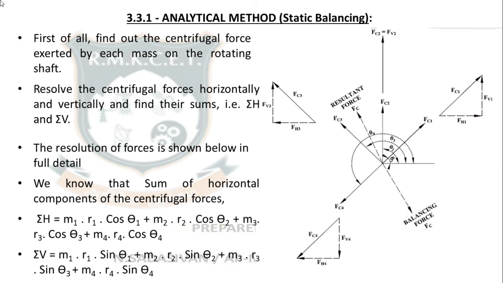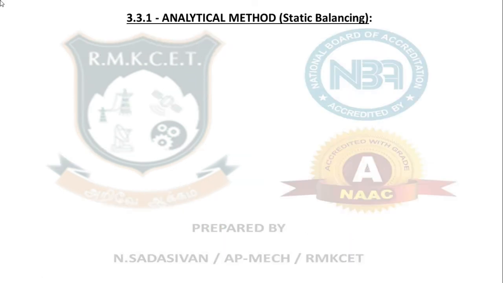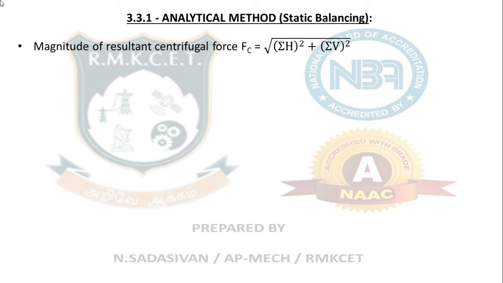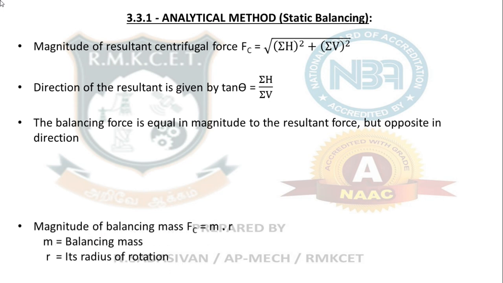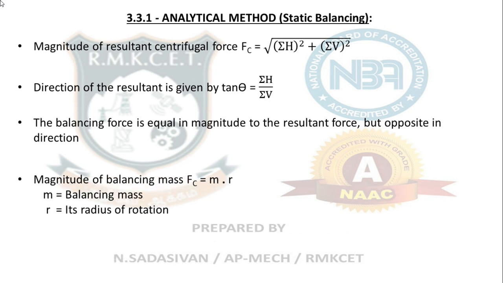Now, like your Pythagoras theorem, the square root of sigma H square plus sigma V square will give you the magnitude of the resultant force. That is the magnitude of the resultant unbalanced force. The direction is given by sigma vertical by sigma horizontal. So don't worry about this. Just have a look at this. When you are doing the problem, it will become very clear to you.